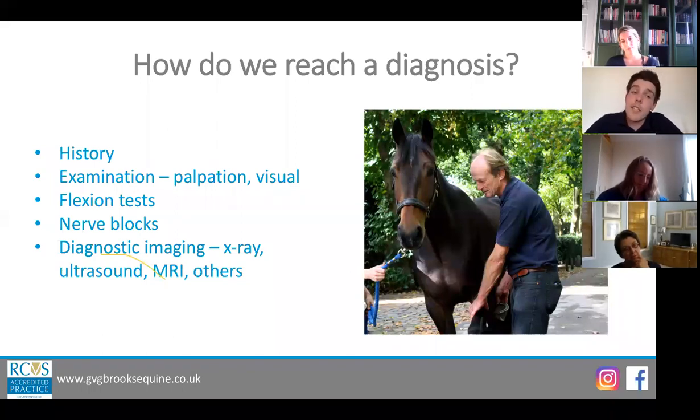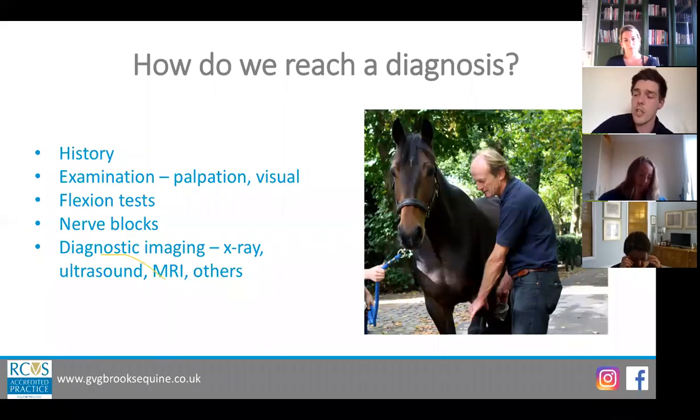We might need to, based on what we found so far, then move on to some nerve blocks. And again, this fits with how we'd approach any lame horse, really. Some horses, we're not going to be doing all of these things, but this is the most comprehensive way that we would reach an arthritis diagnosis.